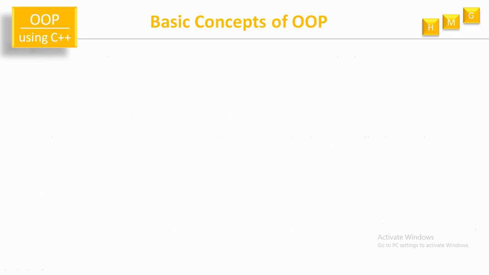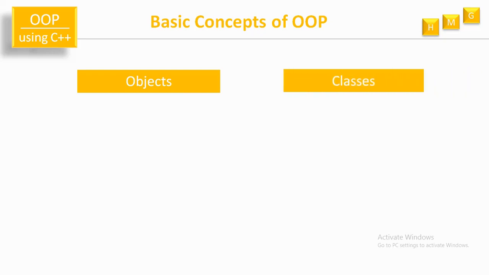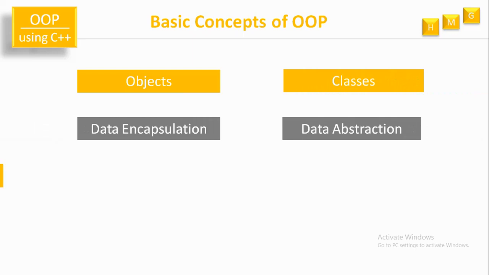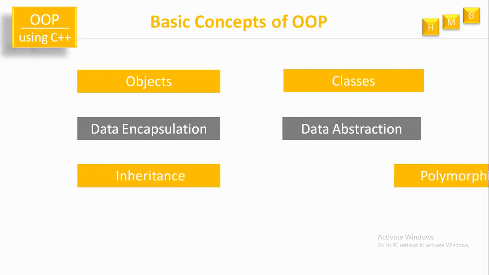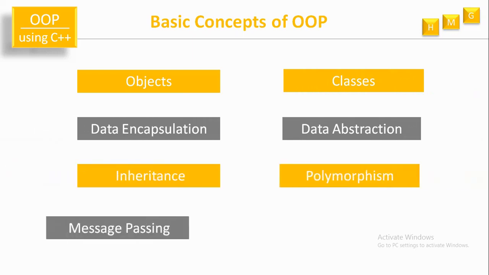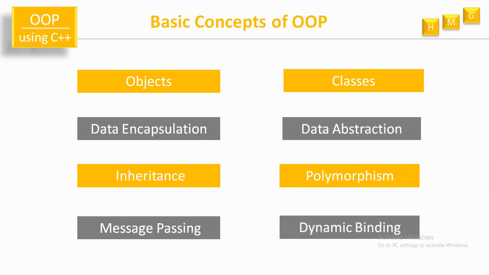So like this, we have studied and learned objects, classes, data encapsulation, data abstraction, inheritance, polymorphism, message passing, and dynamic binding. So these are the eight basic concepts of object-oriented programming.